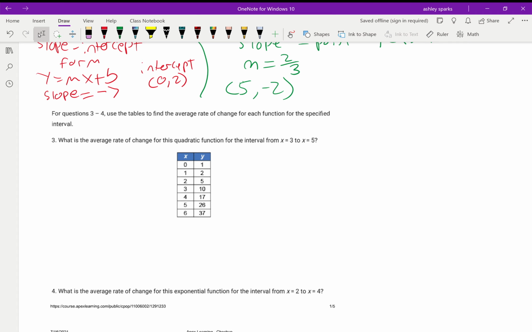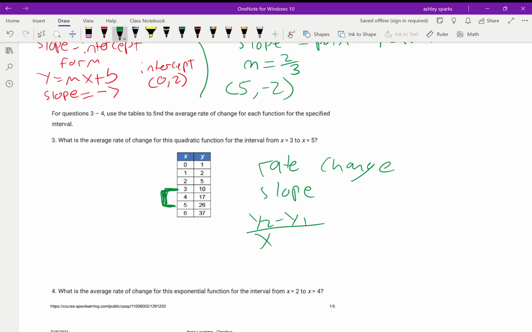The next bunch of questions are great. These are rate of change questions. So this first one, for instance, wants to know the rate of change from 3 to 5. Okay, so they want to know this range. So rate of change for a quadratic function, we're going to use our slope formula. So y2 minus y1 over x2 minus x1. We have our x column and our y column. So I got y2 down here with the 5. I got y1 up here with the 10.